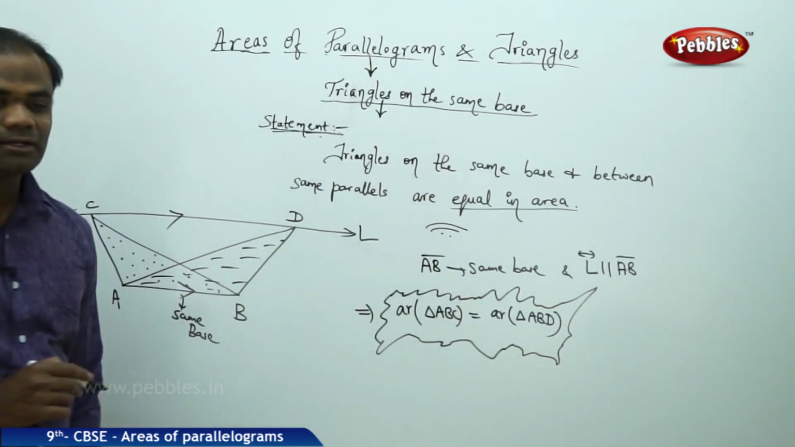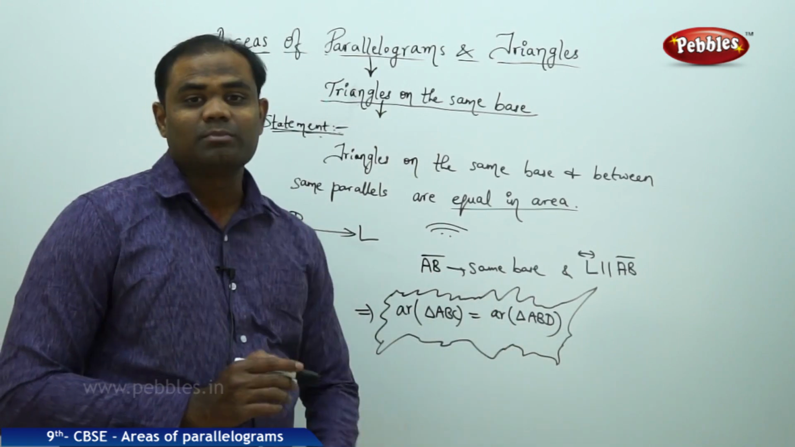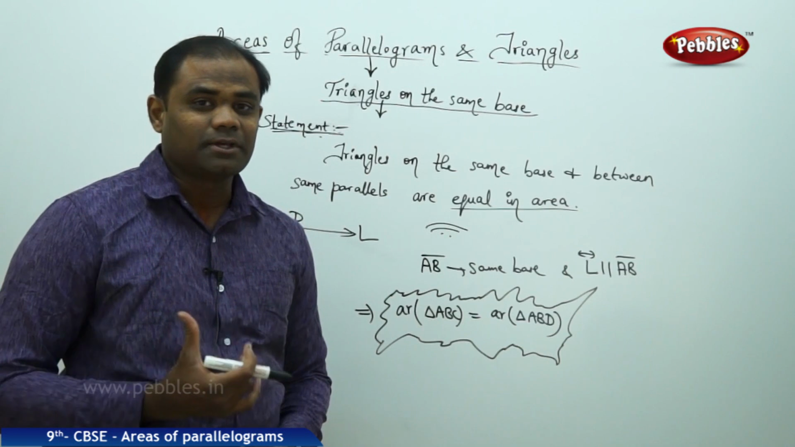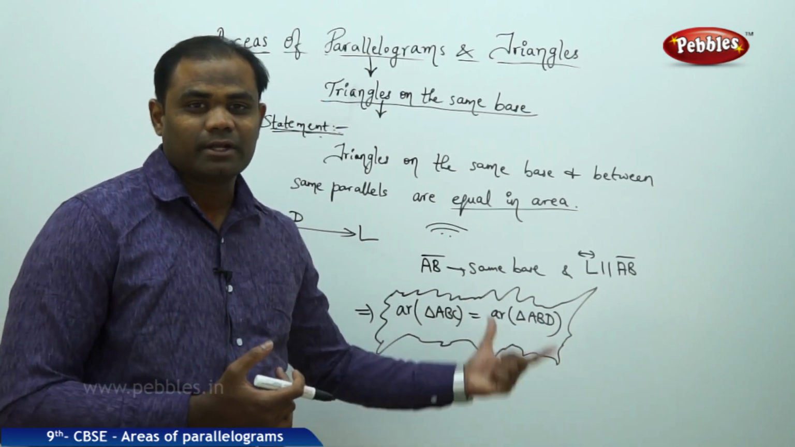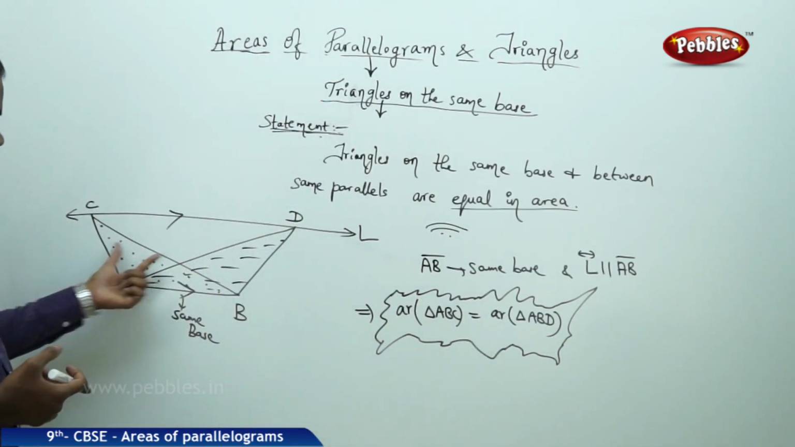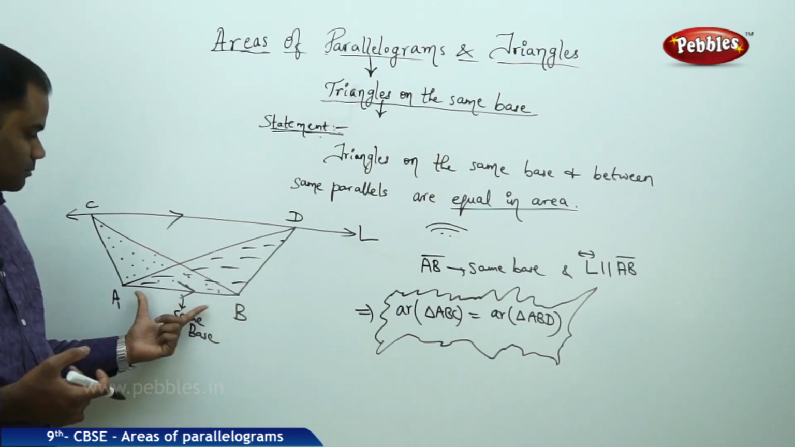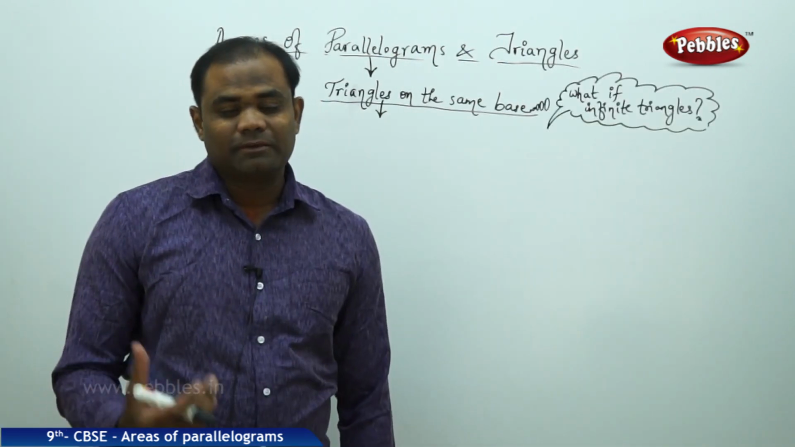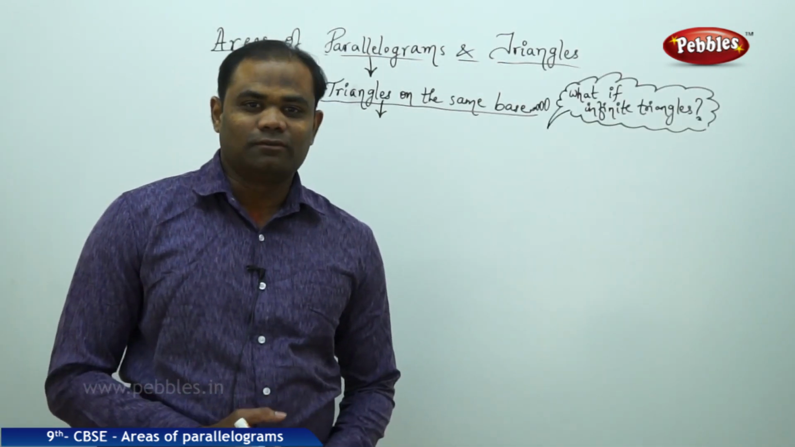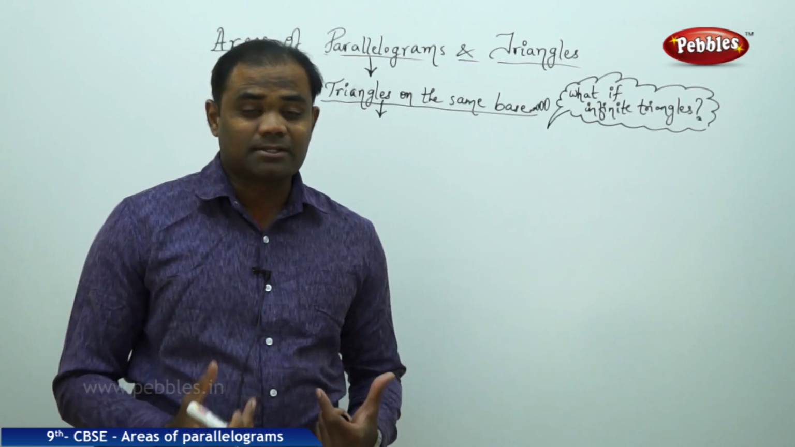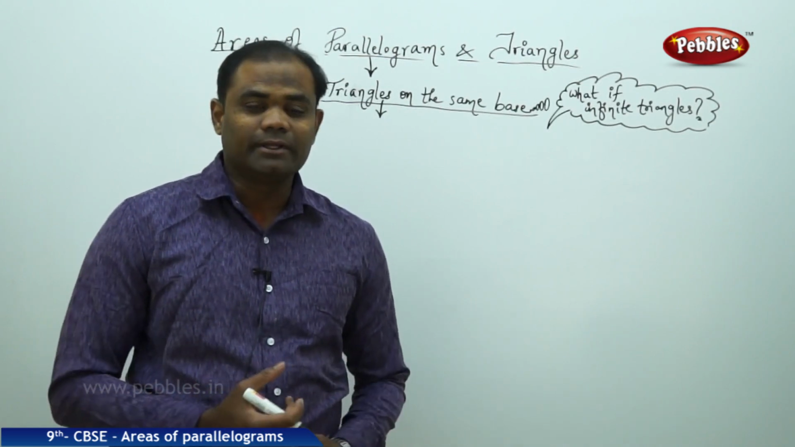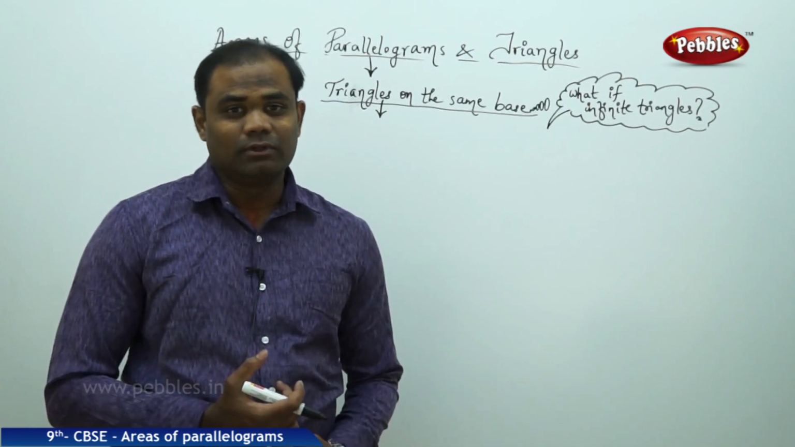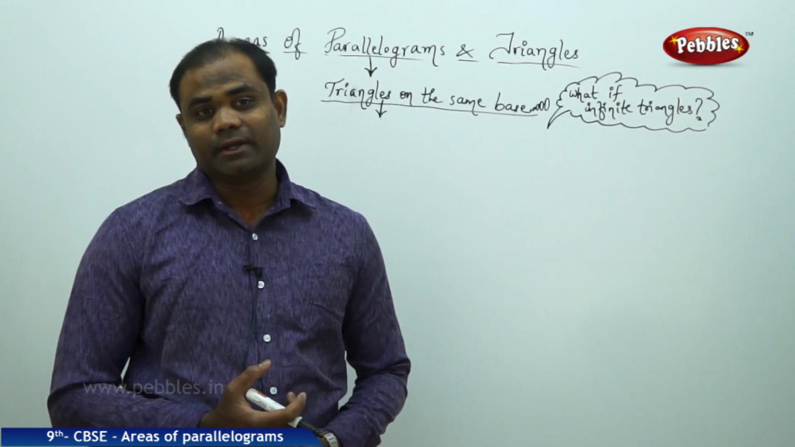This is how we understand the property of two triangles with the same areas, between the same base and between the same parallel lines. Now that we have discussed the property of two triangles on the same base and between the same parallels being equal in area, the question is, what if there are more than two triangles? Well, all three triangles will have equal area.